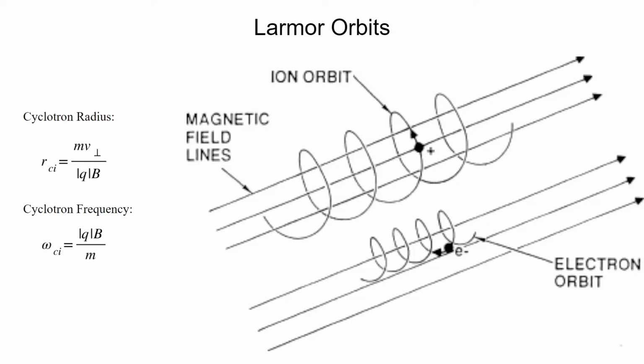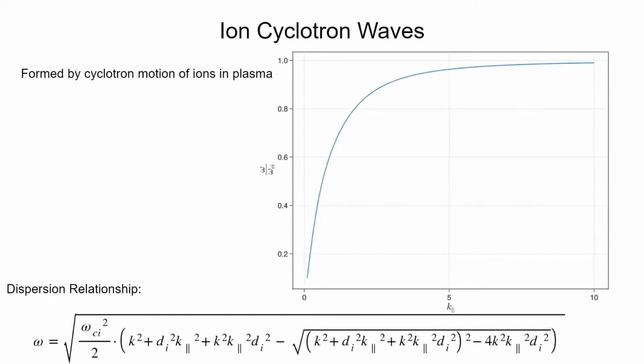These have a characteristic radius known as the cyclotron radius, which is the mass of the ion times its perpendicular velocity over the charge of the ion times the strength of the magnetic field, and they have a characteristic frequency known as the cyclotron frequency, which is the charge of the ion times the strength of the magnetic field over the mass of the ion. Now, these Larmor orbits can generate what are known as ion cyclotron waves.